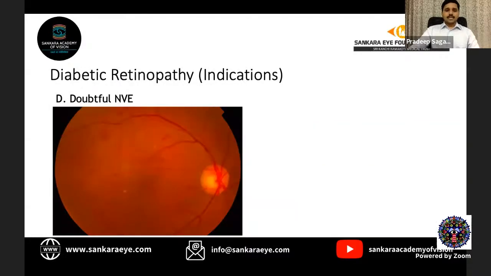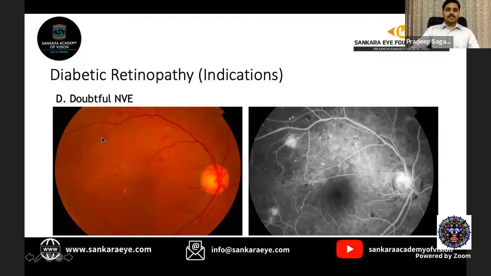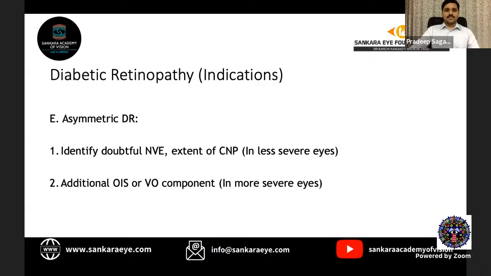So the other indication is if there is a doubtful neovascularization. Here we see that there is a red lesion, but we are not very sure of neovascularization. But on fluorescein angiography, we can see that there is an irregular network crossing the major vessel with leak, suggestive of neovascularization elsewhere. Here we can also see that there is a leak over the optic disc, which is suggestive of a neovascularization at disc, which was not easily detectable on fundus photograph.